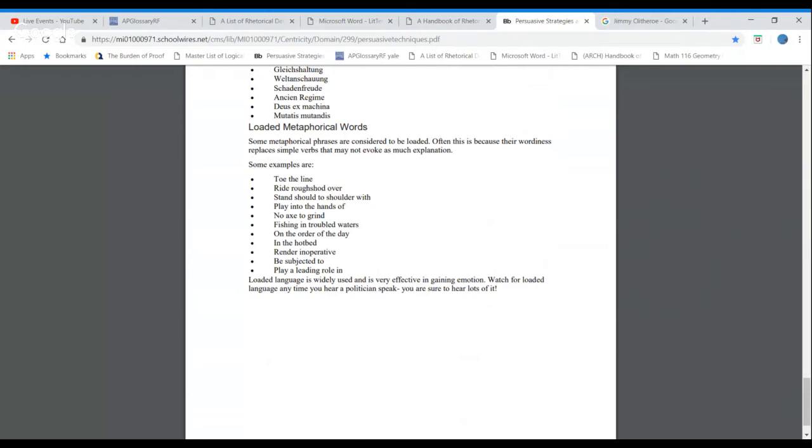Loaded language is widely used and is very effective in gaining emotion. Watch for loaded language anytime you hear a politician speak, or whenever you hear any of these channels that are defending the globe earth and stuff like that, and any of these comment sections, or any mainstream media stuff as well. Just watch for loaded language when you're listening and when you're reading these things. You're sure to hear lots of it.